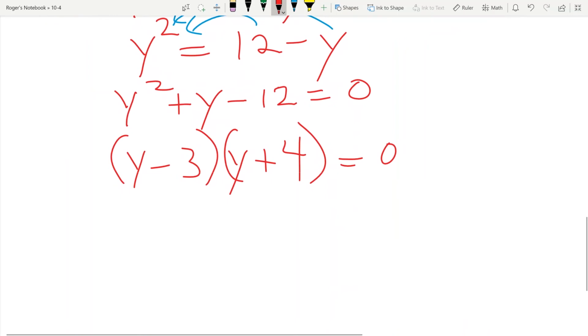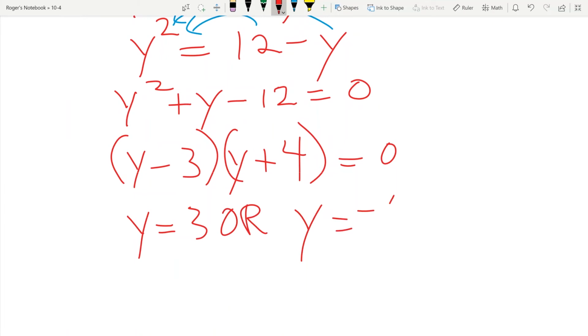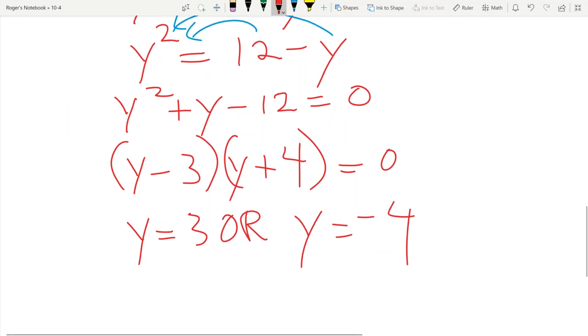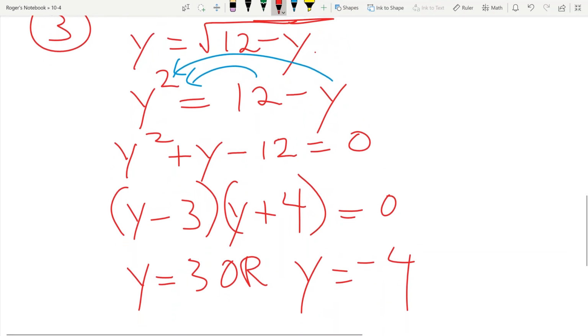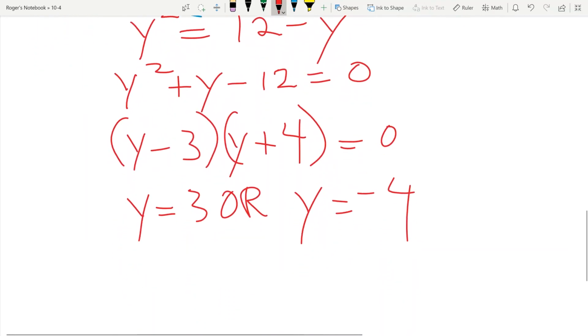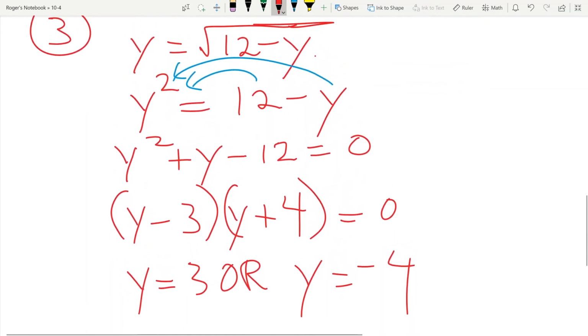And with this, we know that either one of these terms could be 0. So in the first case, y equals 3, or in the second case, y equals negative 4. Y equals 3 or y equals negative 4. Now, a little bit of a trick here. What can you say about this square root right here? What can we identify about that?